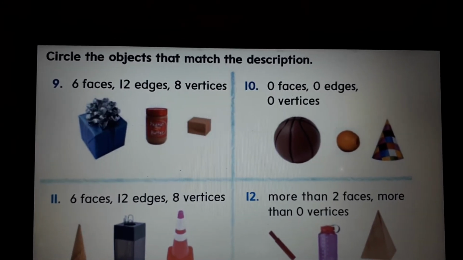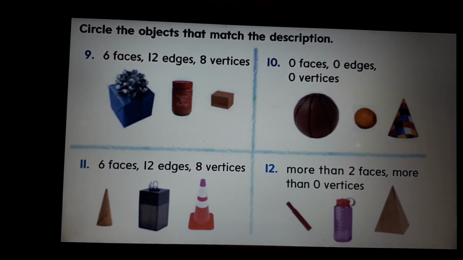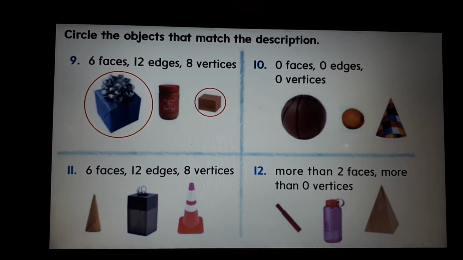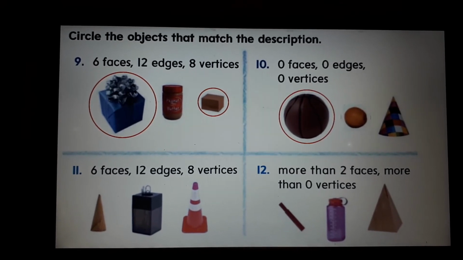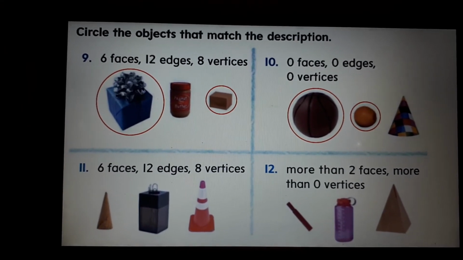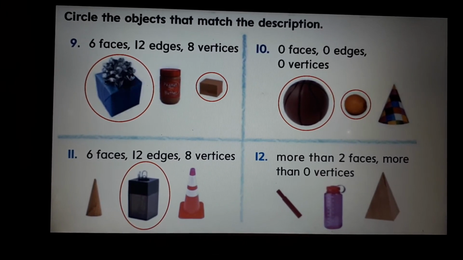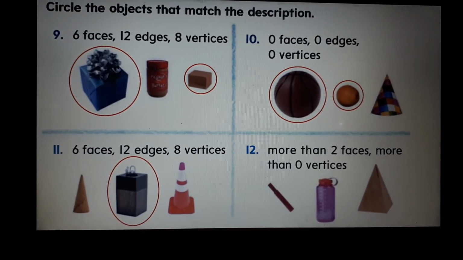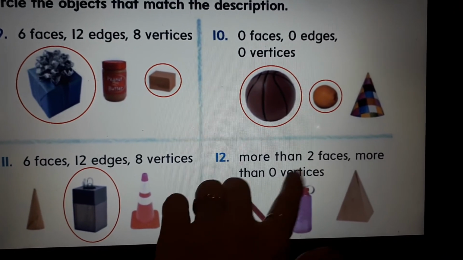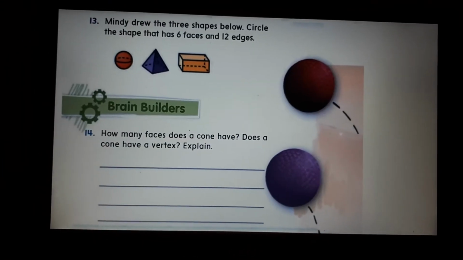Now, here also you will circle the objects that match the description. Come on, 6 faces, 12 edges, 8 vertices. You have 2 objects. 0 faces, 0 edges, 0 vertices. You have 2 objects. You remember the orange that I showed you before? It's the same. 6 faces, 12 edges, 8 vertices. It's the pin box. More than 2 faces, more than 0 vertices. Here I have 2 faces, but I want more than 2 faces, and this one is the pyramid.